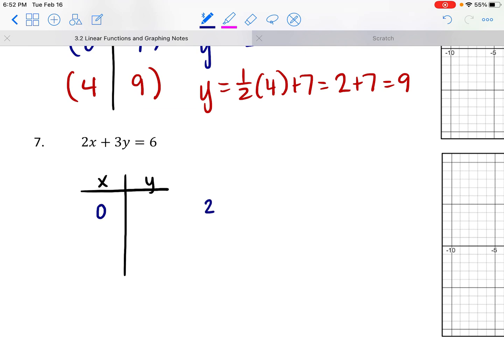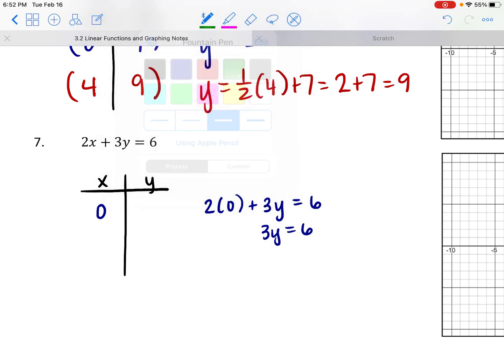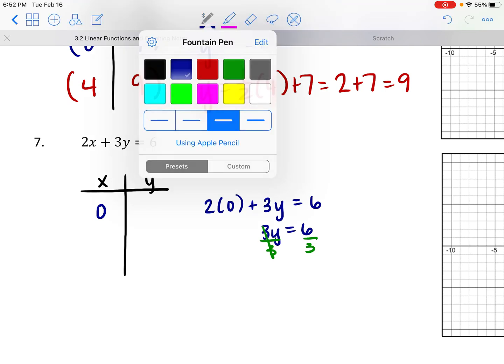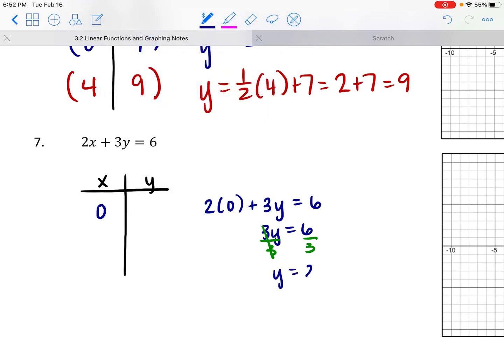That's going to give me 2 times 0 plus 3 times y equal to 6. Well, 2 times 0 is 0, so I'm just left with 3y equal to 6, which means to solve I would have to divide both sides by 3, and that means that the y value has to be 2. So y equals 2 when x equals 0, so there's one.